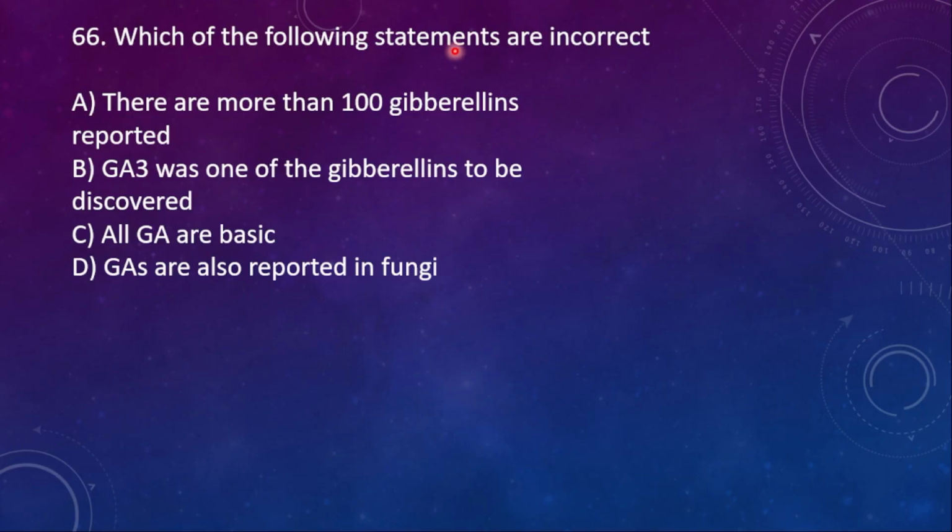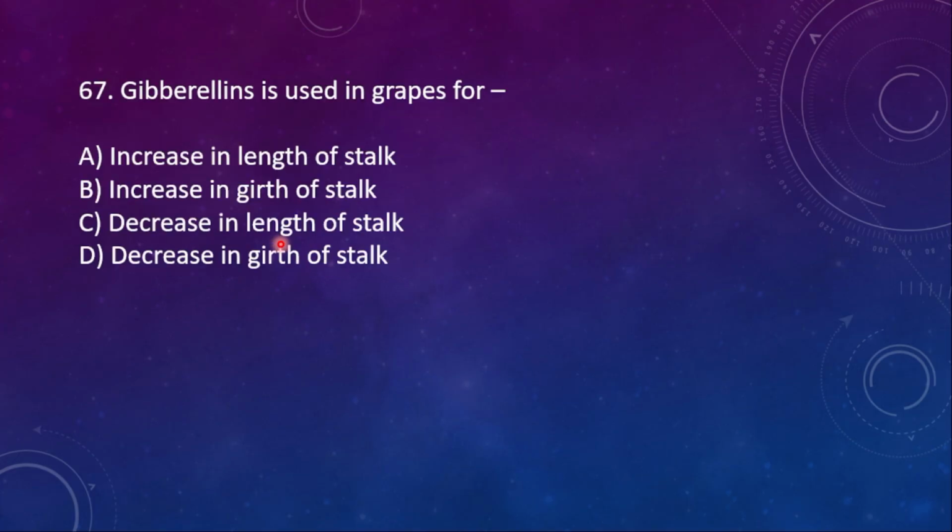66. Which of the following statements are incorrect? A. There are more than 100 gibberellins reported. B. GA3 was one of the gibberellins to be discovered. C. All GA are basic. D. Gibberellic acids are also reported in fungi. So here the right option is all GA are basic. This is incorrect. Gibberellic acid, the name itself says it's acidic in nature.